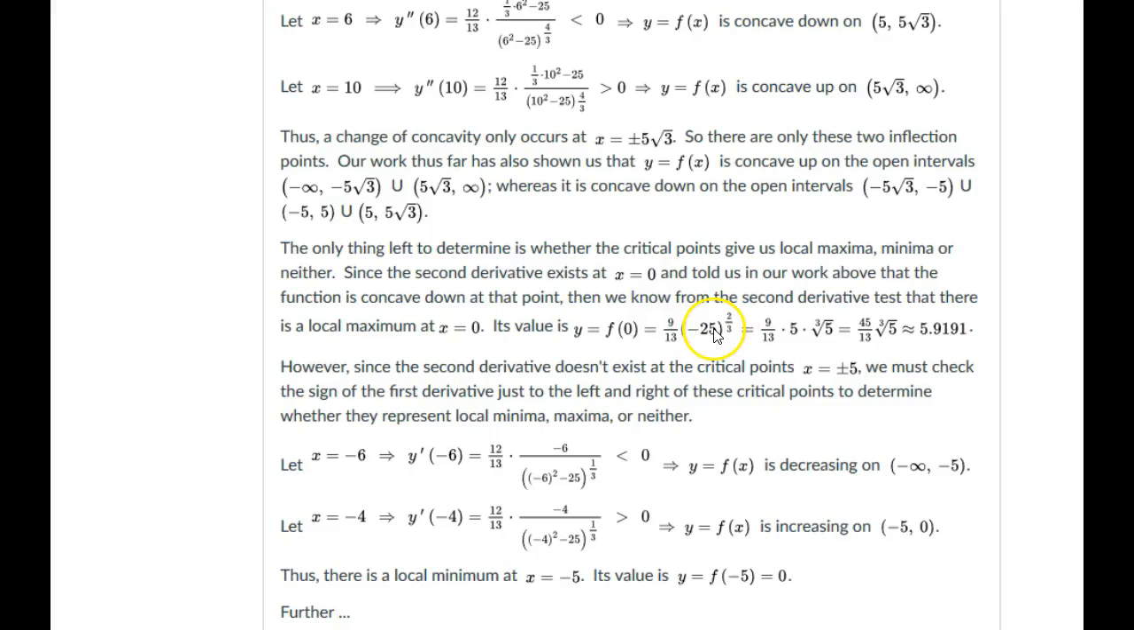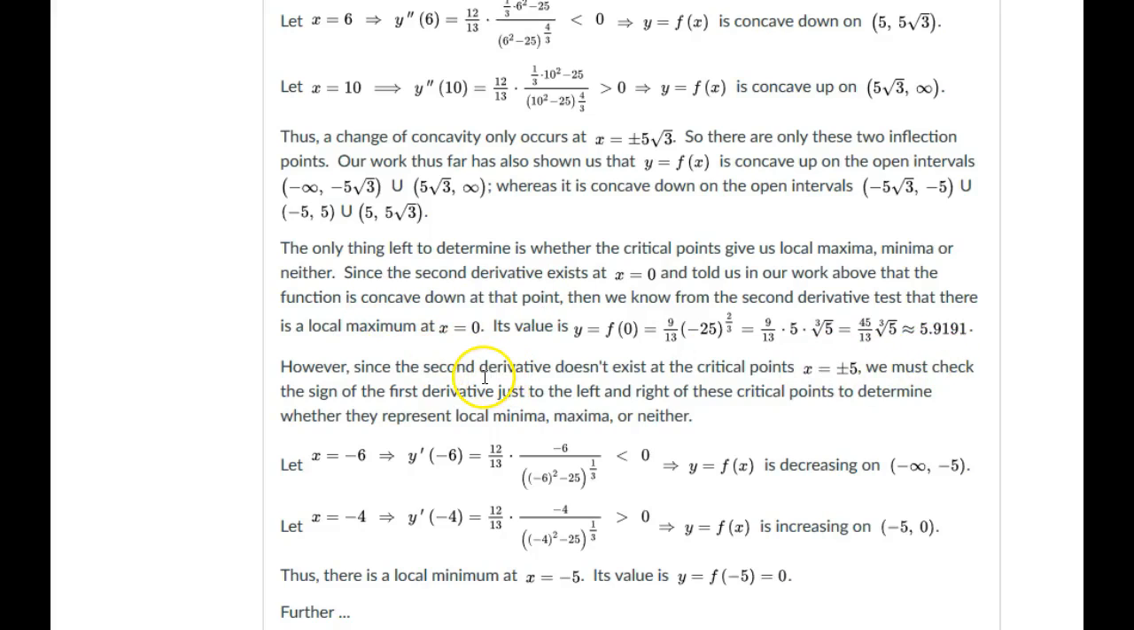So 5 to the 4th is 5 cubed times 5. So the cube root of 5 cubed is 5, and I'm left with another cube root of 5. So it's 5 times the cube root of 5. So the exact value of that is 45 divided by 13 times the cube root of 5. And if you put that in your calculator, you can see it's about 5.9191. I cut it off at 4 decimal places.